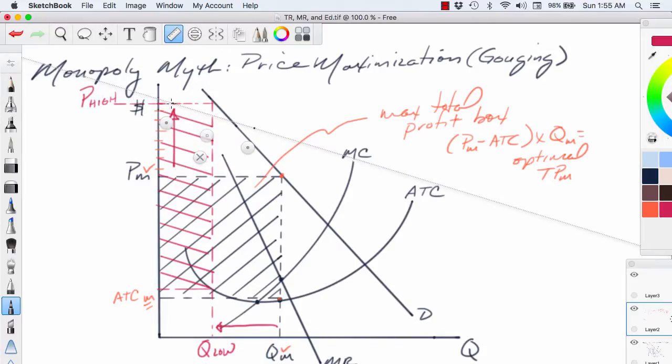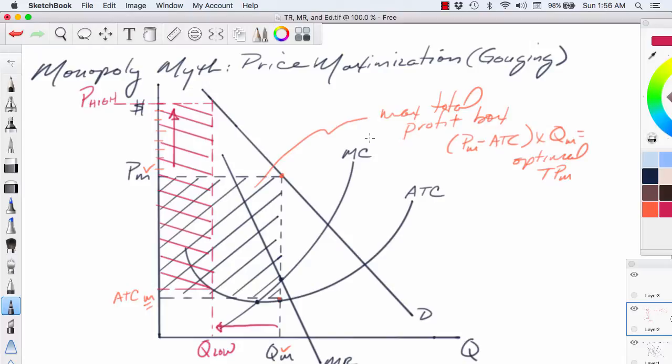So if you were to check out the area of this red box against the area of the black box, and we're not going to do that, but if we put numbers on here and these numbers were scaled, you'd see that what we've picked up here is this area up here, but this area is actually quite a bit smaller than the area we've given up. So the total profit has actually fallen. So this idea that profit maximization is price maximization is a myth.